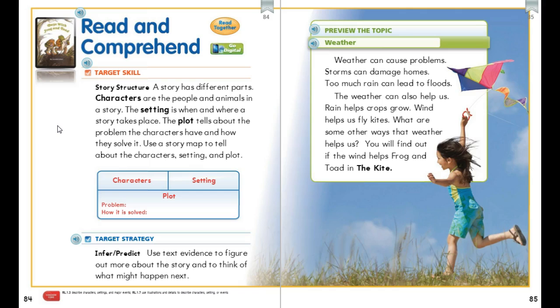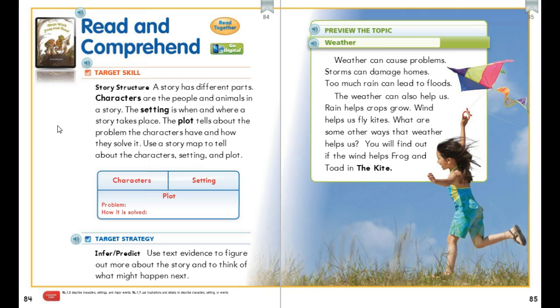Story structure. A story has different parts. Characters are the people and animals in a story. The setting is when and where a story takes place. And the plot tells about the problem the characters have and how they will solve it. You can use a story map like the one below to tell about the characters, setting, and plot.